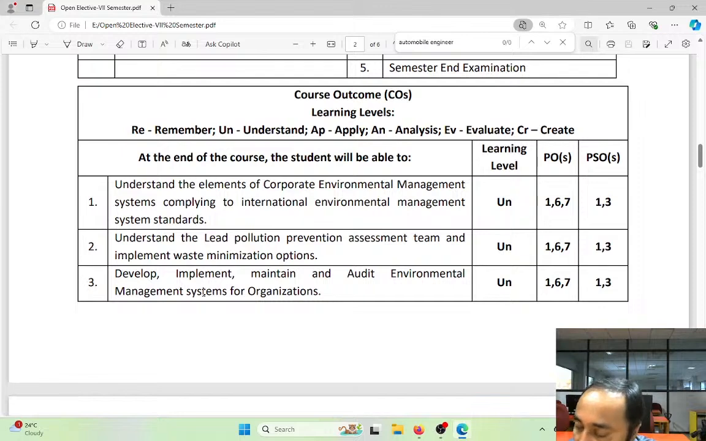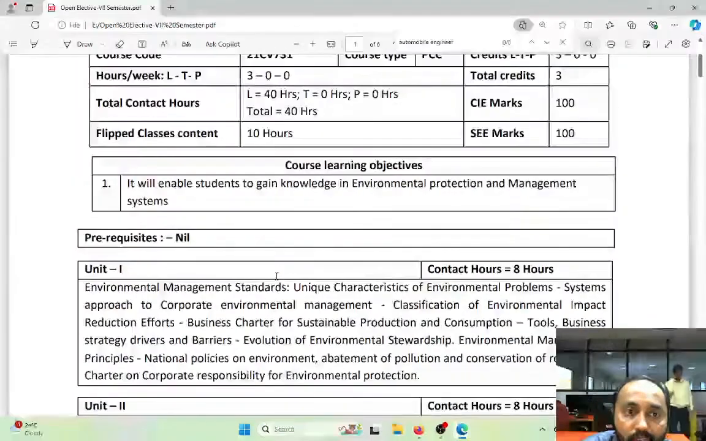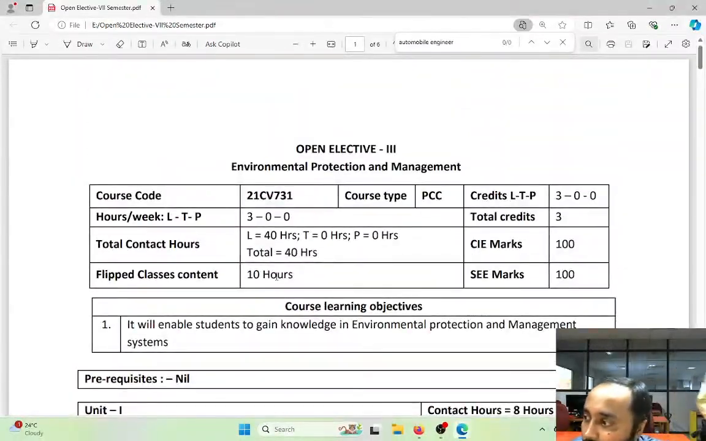So hopefully, if any clarification is required regarding the syllabus related to Environmental Protection and Management, that is 22CV731, you need to come down to the civil department and you can talk to me. Thank you.